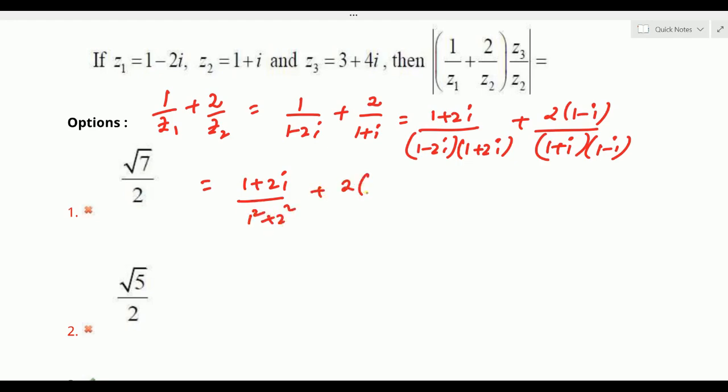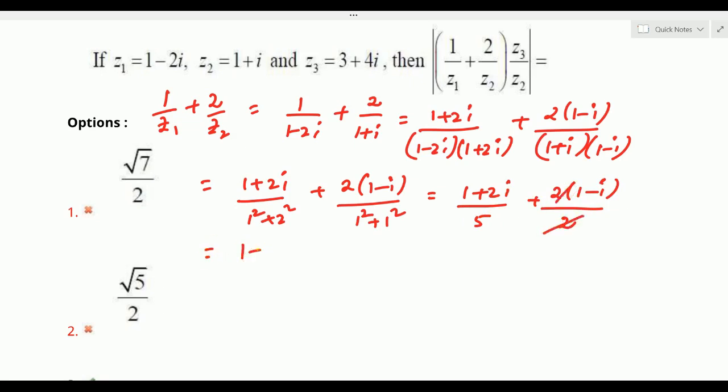Plus 2 times of 1 minus i. This term also is a square plus b square, that is 1 square plus 1 square. Therefore, this is 1 plus 2i by 1 plus 4, which is 5, plus 2 times of 1 minus i by 1 plus 1, which is 2. The 2 cancels. Therefore, this resultant is (1 plus 2i) by 5 plus (1 minus i).